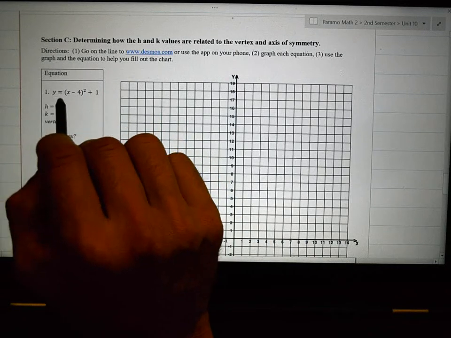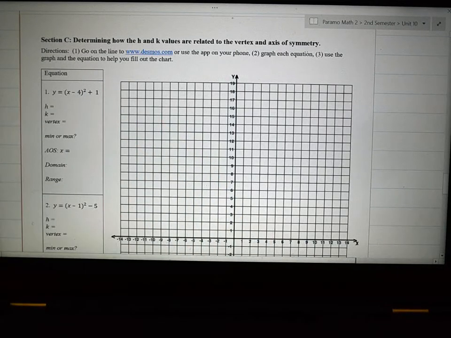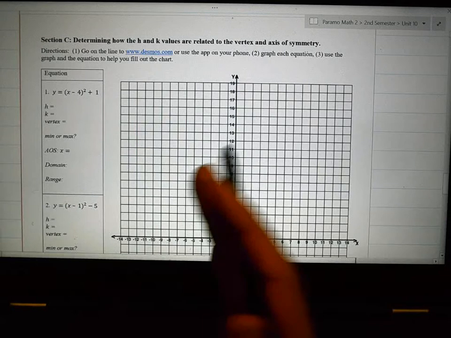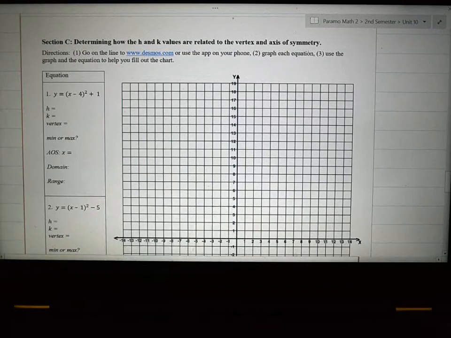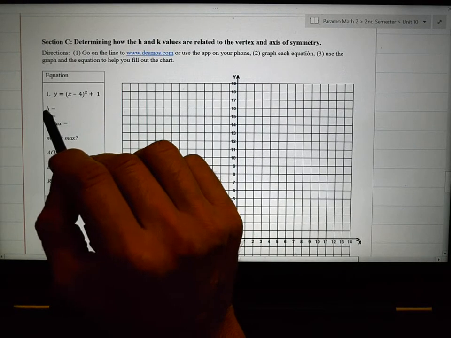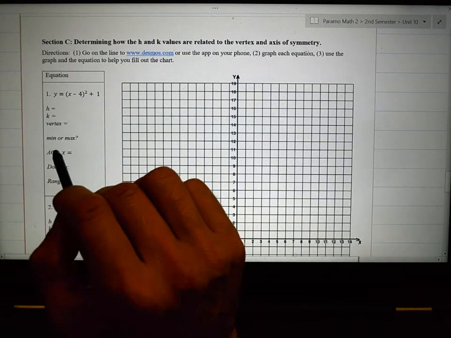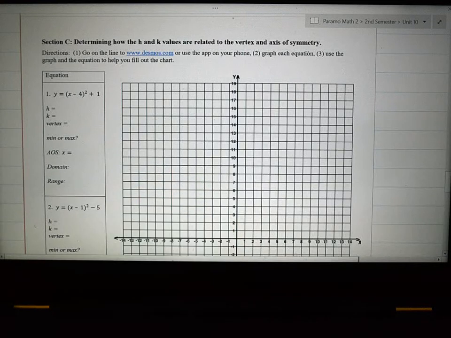Number 1 of this section is going to ask you some questions that we haven't done on the video notes yet. So let's do some of these things. It says, what's h, what's k, what's the vertex, is there a min or max, is there an axis of symmetry, the domain and the range.